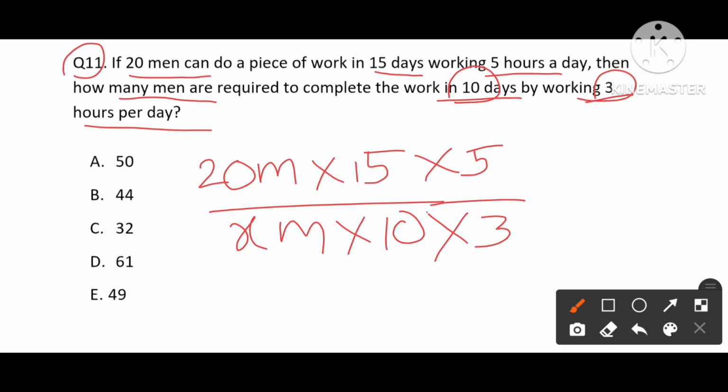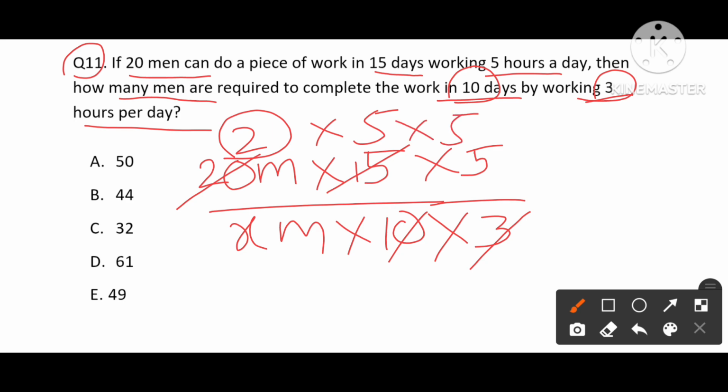So 10 2 times is 20, 3 5 times is 15. So what we are left with is 2 into 5 into 5. So 25 2 times, which will be 50. So the answer will be 50 men. Option A is our answer.